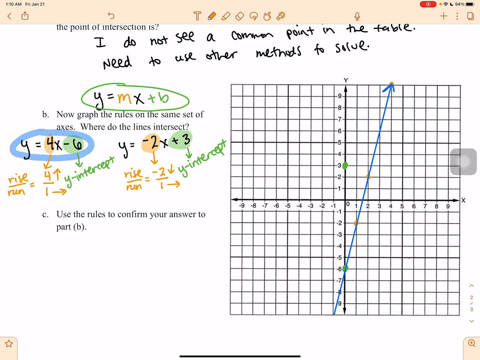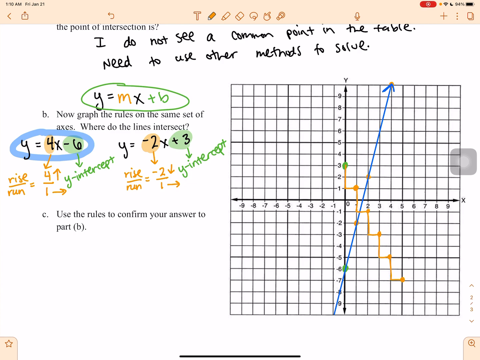So we go down if it's negative or to the left if it's negative. But here it's down 2 to the right 1. So from that point, I'm going to go down 2 to the right 1, point. Down 2 to the right 1, point. Down 2 to the right 1. And you can keep on going forever, right?